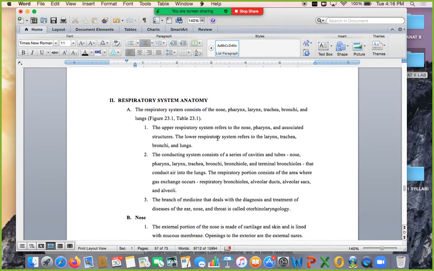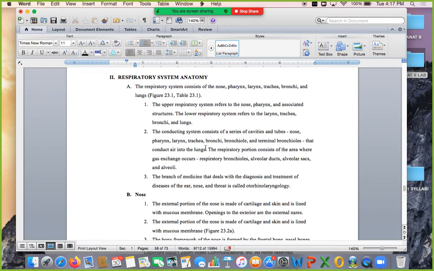Respiratory anatomy is going to consist of the nose, pharynx, larynx, trachea, bronchi, and lungs. And we split it up in two different ways. We can split it up into upper and lower respiratory system. So the lower respiratory system is going to start at the larynx and trachea, and the upper respiratory system is everything above that. And then we can also split it up into the conducting and the respiratory zones. Right? So the conducting zone is just going to be where we are channeling the air, and the respiratory zone is going to be the site of gas exchange.